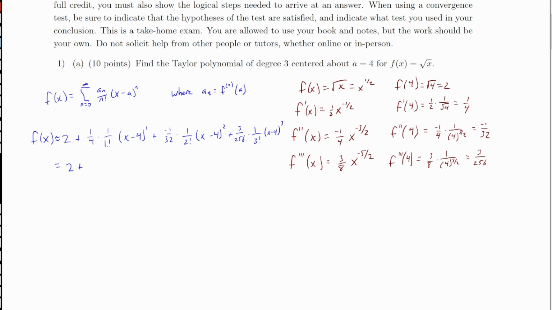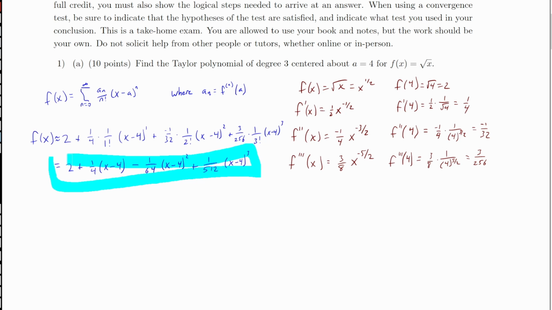1/4 times 1 factorial is just 1, so this is 1/4 times x minus 4. Then we have minus 1 over 64 times x minus 4 squared. And then we have plus, 3 factorial is 3 times 2, so the 3's will cancel and we'll have 256 times 2. So a positive 1 over 512 times x minus 4 cubed. All right, so this is our Taylor polynomial of degree 3.